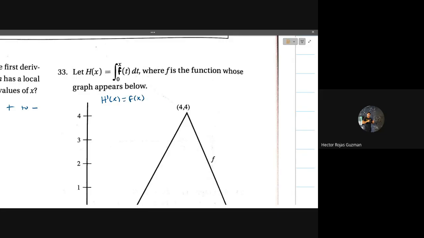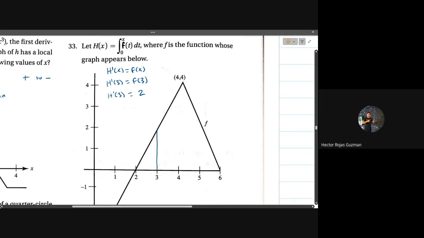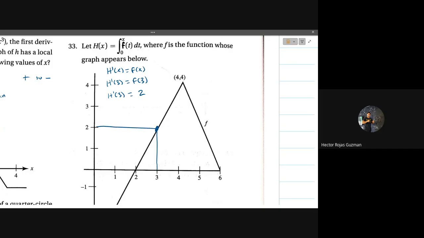And they said that we wanted x equals 3. So h prime of 3 equals f of 3. And if you look at the graph, f of 3 is 2. Because literally, it's just a point. It's 2. We also said we need a point. So we need to find h of 3, which is the integral from 0 to 3 of f of t dt.